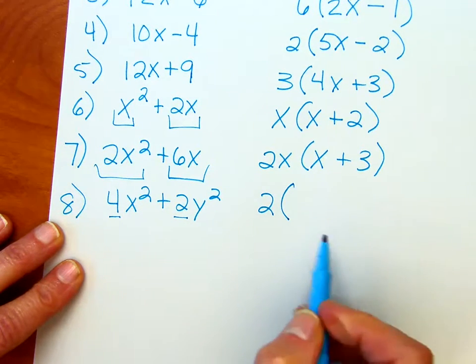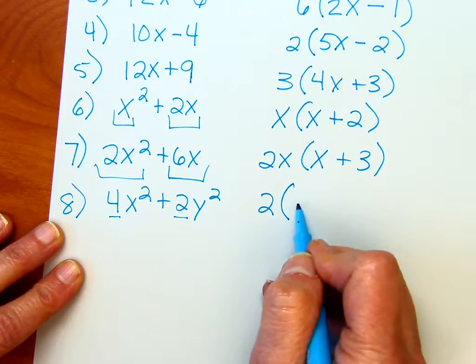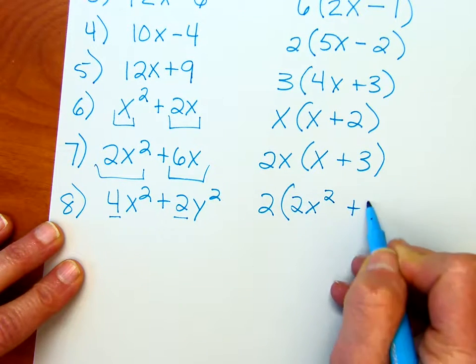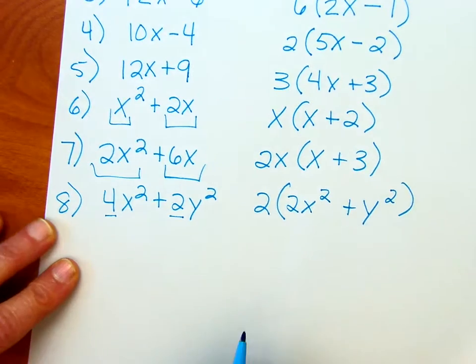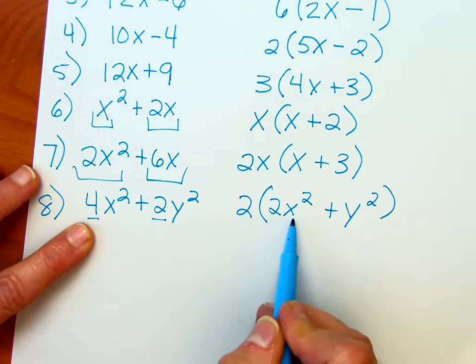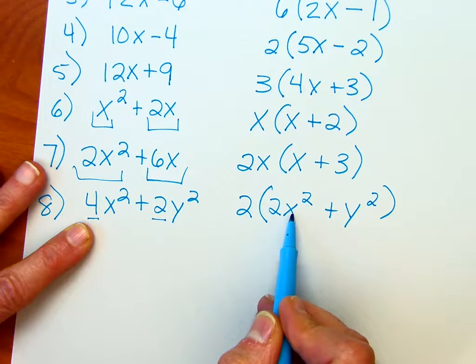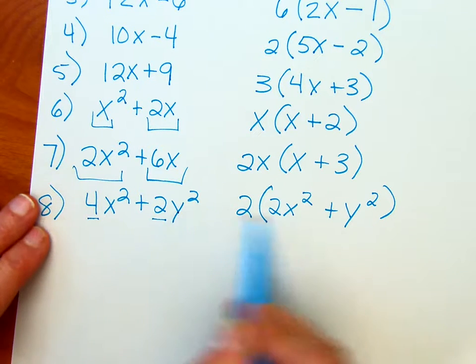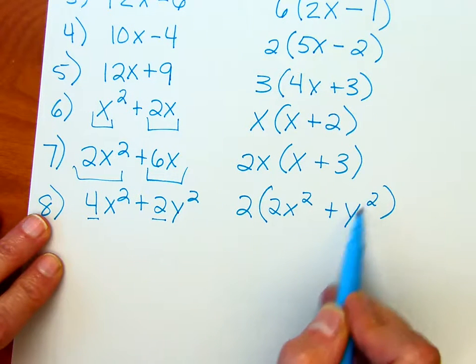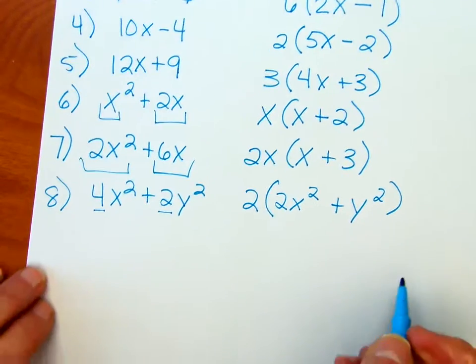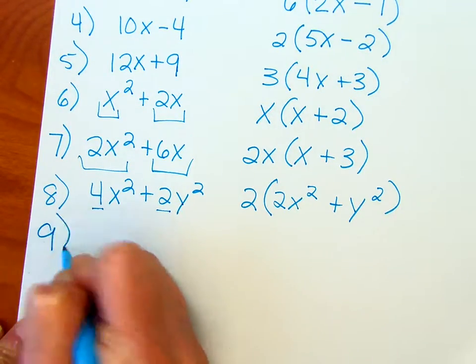So we have to have 2 times the quantity of 2x squared plus y squared. And the reason for that is because 2 times 2 is 4, and then we have to include the x squared here. And because we are factoring out a 2, we just have to multiply it by the y squared. So 2 times y squared is 2y squared. All right, let's do one more.